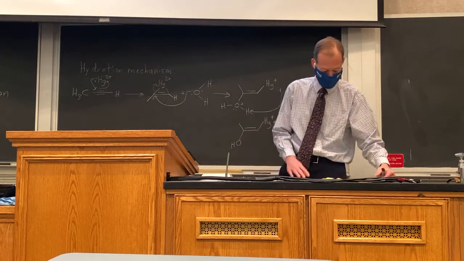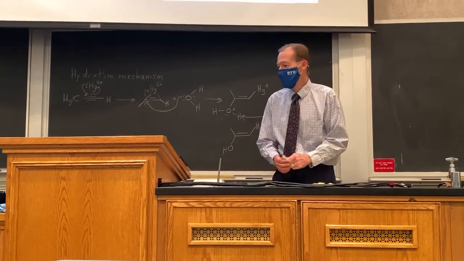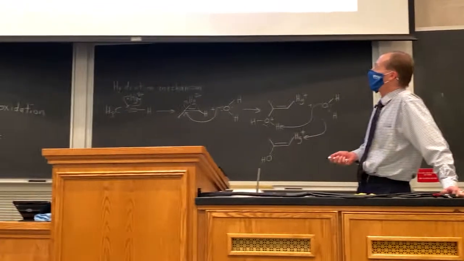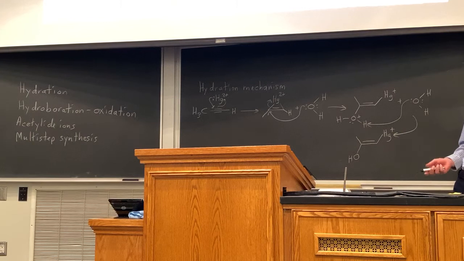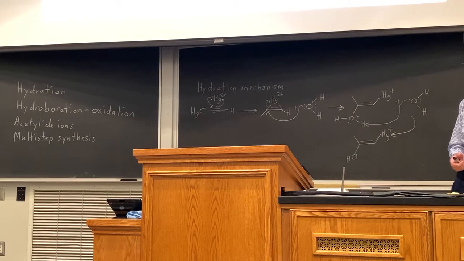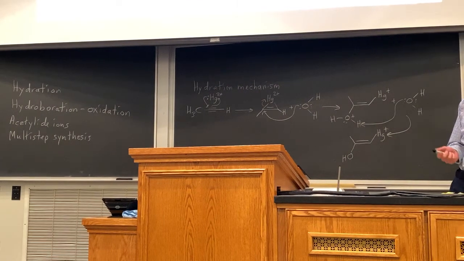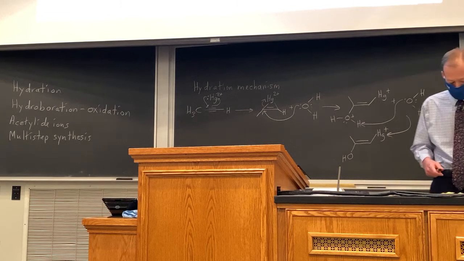Time to start. So today we'll finish off chapter 11. We've got the hydration reaction and the hydroboration oxidation reaction of alkynes to talk about. We're kind of in the middle of the hydration. Then we're going to talk about acetylide ions and how they can be used to form carbon-carbon bonds. And then that will set us up for a discussion of how to plan a multi-step synthesis.